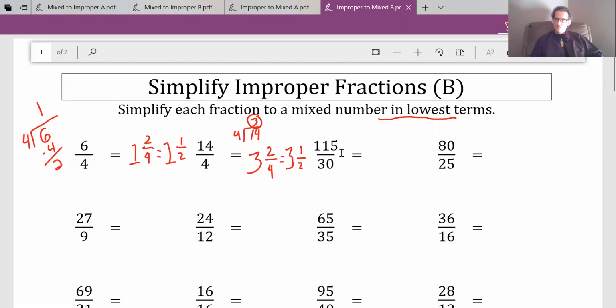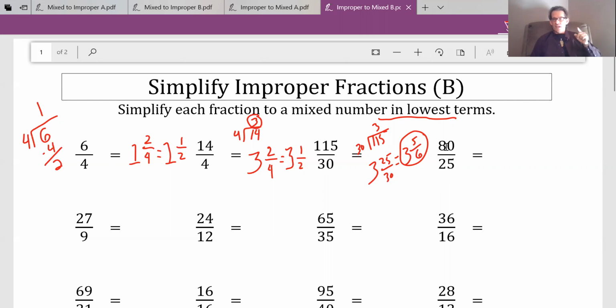So here I have 115 divided by 30. So here's 115, and the denominator becomes the divisor. I know 30 times 3 is 90. So my whole number is 3. 115 minus 90 is 25 over 30. Now my greatest common factor of 25 and 30, the highest number that divides both of those, would be 5. So if I divide 25 by 5, I get 5. If I divide 30 by 5, I get 6. So this would simplify to 3 5/6.